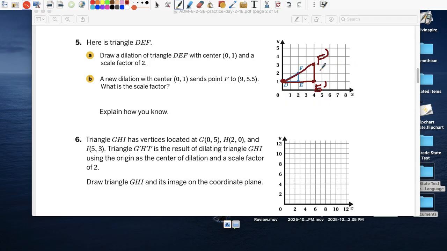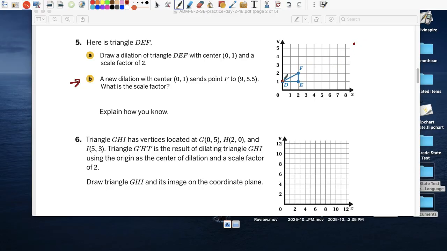A new dilation with center (0, 1) sends point F to (9, 5.5). What is the scale factor? All right, so for question B, you're sending point F to (9, 5.5). So 9 would be here, 9 to the right, and 5 and a half up. So about there. Well, sorry, what's the scale factor?